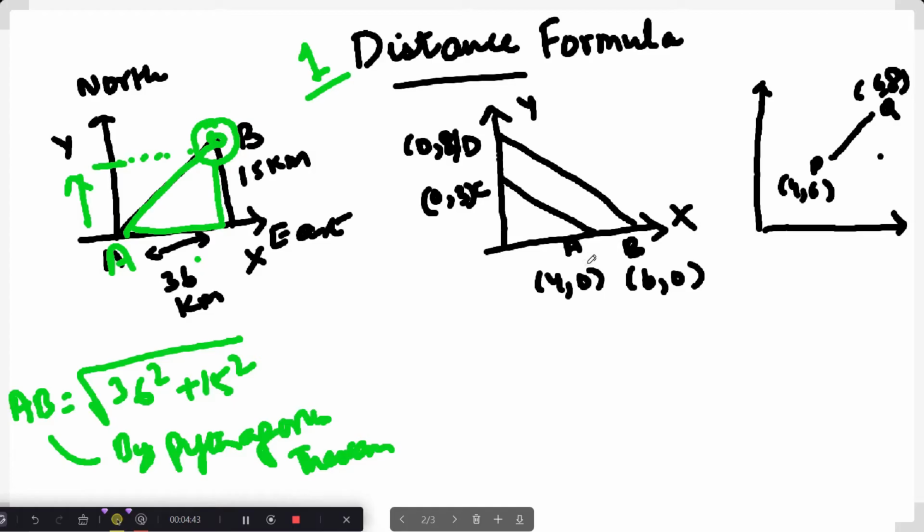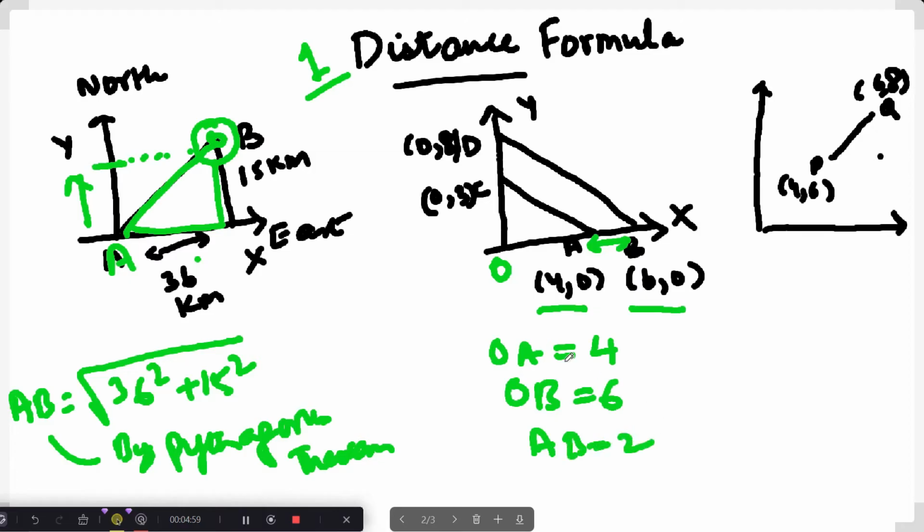Now suppose there are 2 points lying on the x-axis, a point 4 comma 0 and 6 comma 0. What is the distance between them? We know OA is 4 and OB is 6, so AB is 2. Simple, right? Similarly, what is CD? OC is 3, OD is 8, so CD is 5. So this is very simple when they are on the axis.